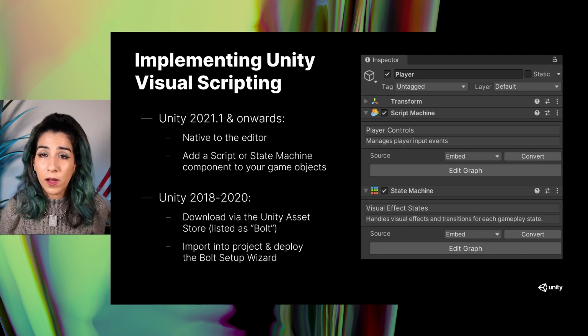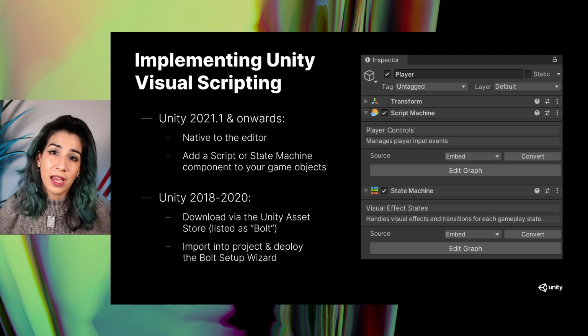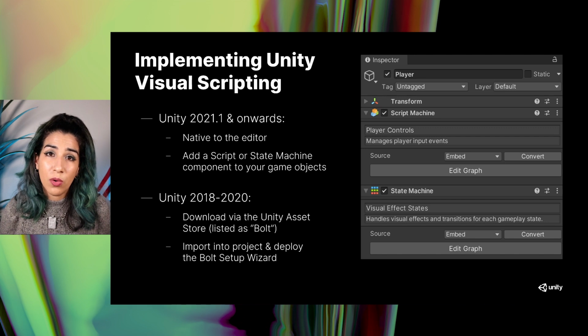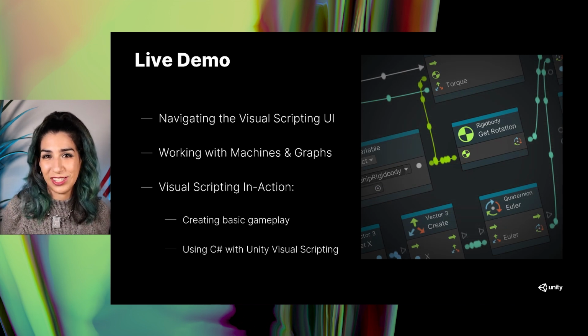So you can go to Bolt on the Asset Store, download that, import it into your project. And then once you do, it'll automatically open up the Bolt Setup Wizard. And that's how you set up all your different types and assemblies and settings that you want to have for your visual scripting environment. So it's much more fun to show you all of this than just talk about it.